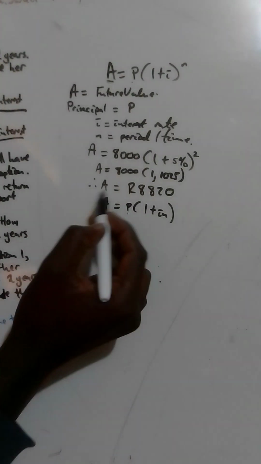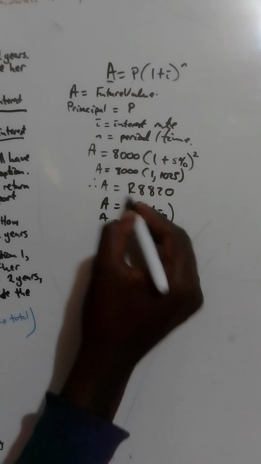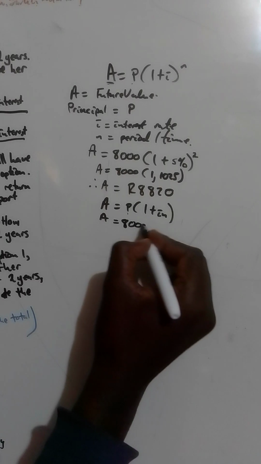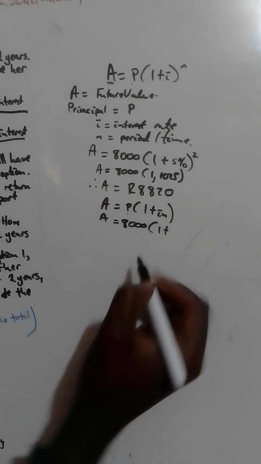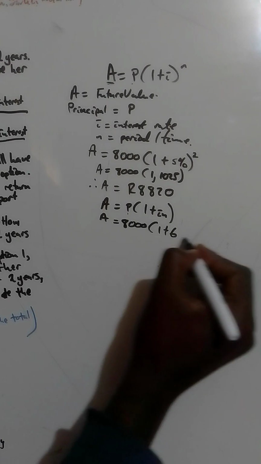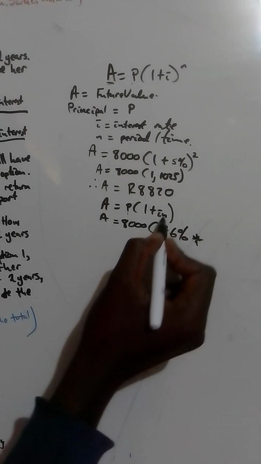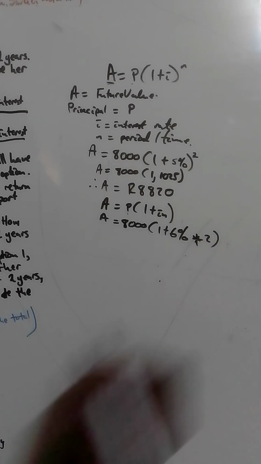It's still the same thing, and the future value A is the future value. So now we say A is equal to, our principal is still 8,000 rands, 1 plus, what has changed now is the interest rate. So here on the simple interest they said 6%. So 6% multiplied by, then it's still the period of 2 years.